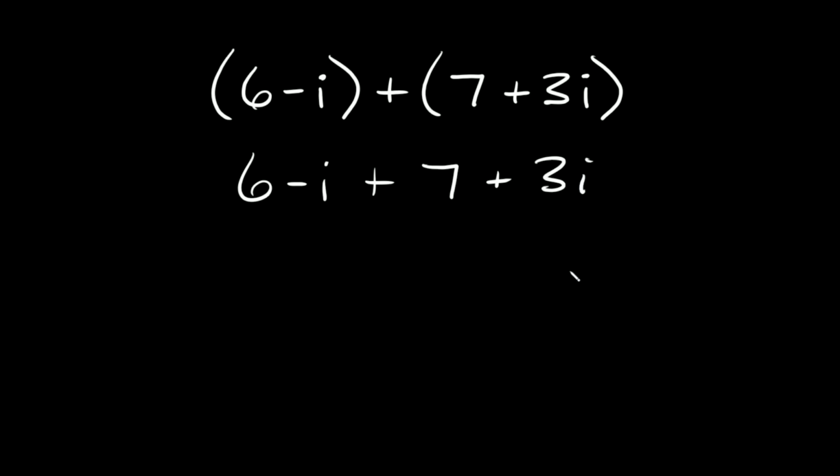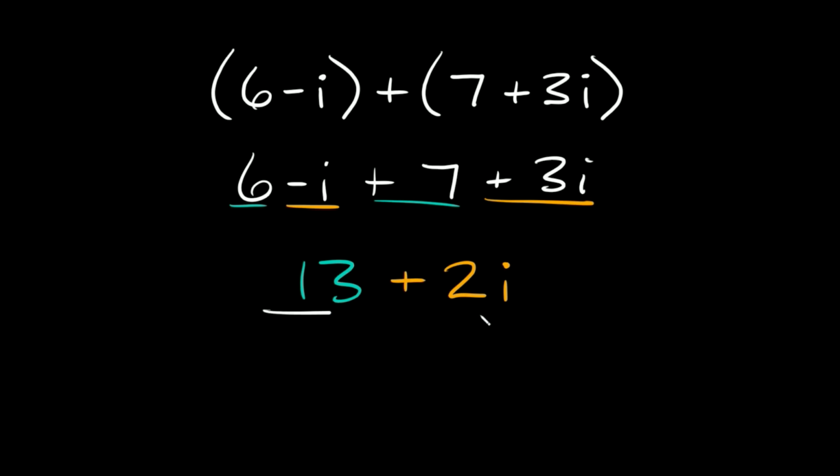All right, and then here you just have to combine like terms. So here we have a positive 6 and positive 7, so that's equal to 13. And then here we have a negative i, or negative 1i, and a positive 3i, so that's equal to positive 2i. So here we're going to say plus 2i. And this is your answer in standard form. So you always want to write the real number first and the imaginary number second. So our answer right here would just be 13 plus 2i.